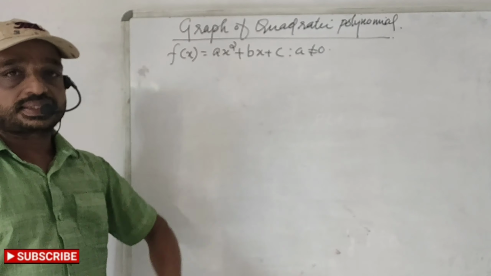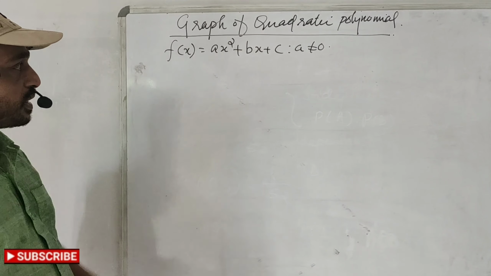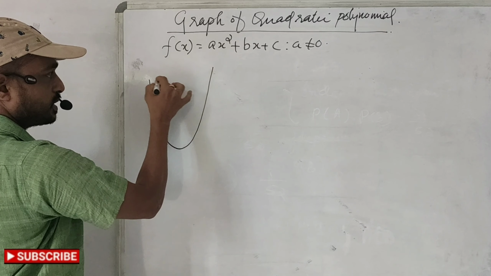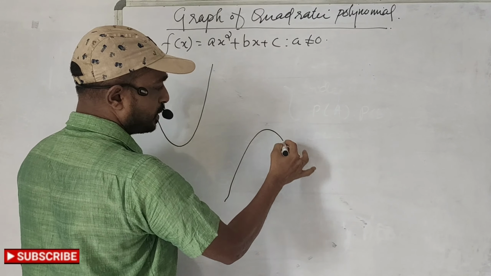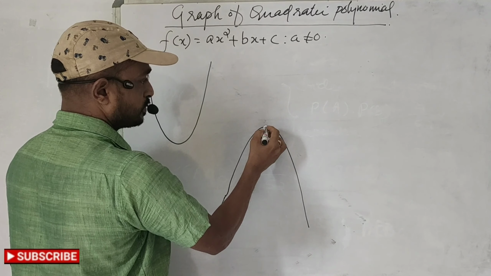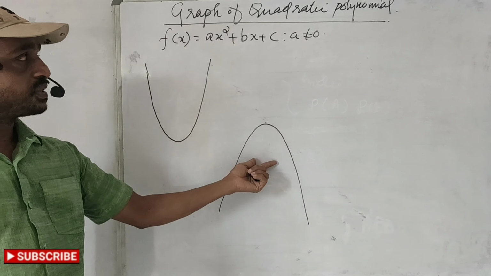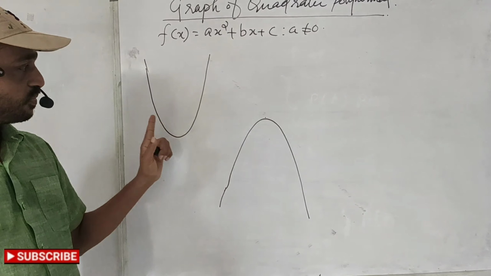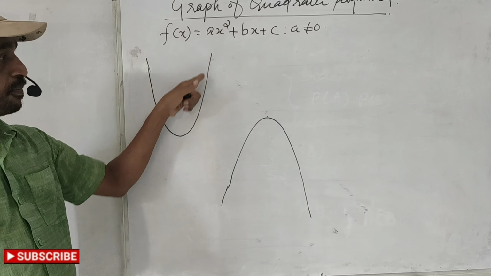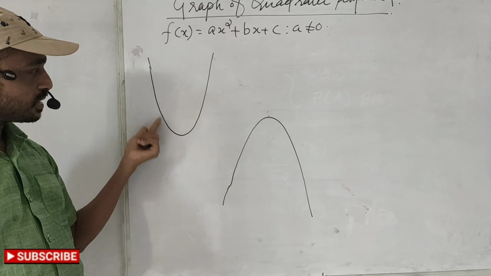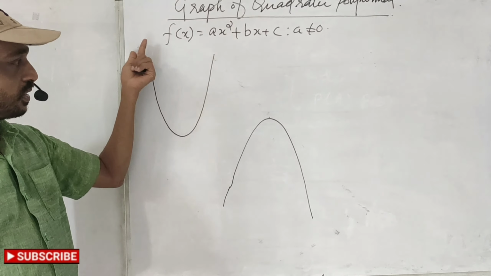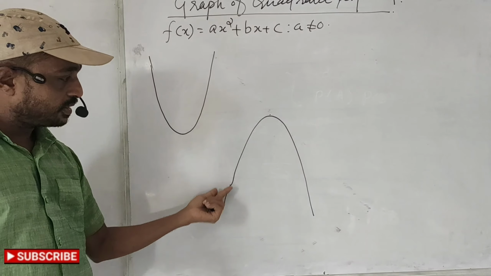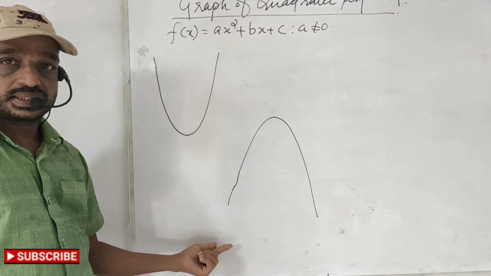First of all, you must understand one thing, that the graph of a quadratic polynomial is either a parabola open upwards or a parabola open downwards. So these are the two shapes of the graph of a quadratic polynomial. This curve is called a parabola open upwards, and this is the parabola open downwards.